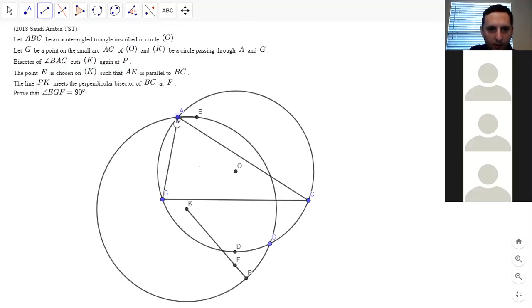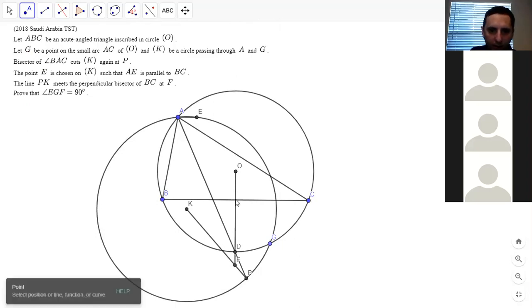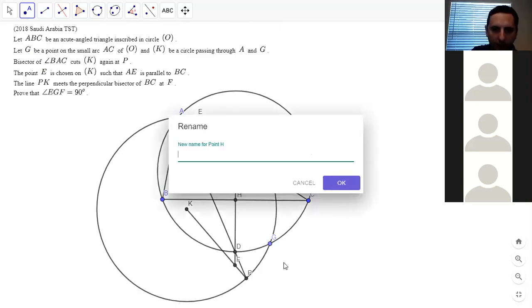So AE is parallel to BC, and then AP is the angle bisector. And then, yeah, this is a good problem. So we can draw the midpoint of BC if we want. We want to show angle EGF is 90.